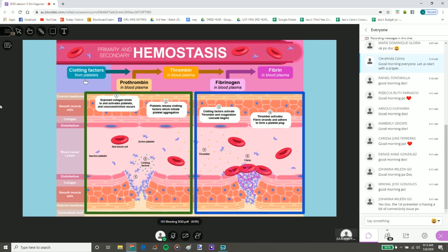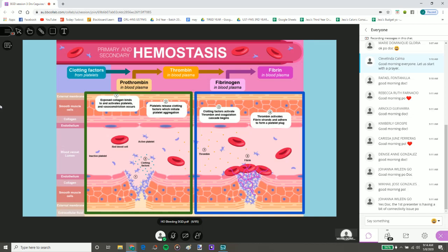Go ahead. Okay po. So your primary hemostasis is composed of the response of your platelets and your blood vessel response. Here we can see in the green box, the exposed collagen binds to and activates your platelets, and there's vasoconstriction. Secondly, your platelets release clotting factors which initiate your platelet aggregation. And in the blue box, we can see the secondary hemostasis. Now, your secondary hemostasis is the reaction of your coagulation cascade. The clotting factors activate your thrombin, and the coagulation cascade begins. And thrombin activates fibrin strands, which adhere to form a platelet plug.